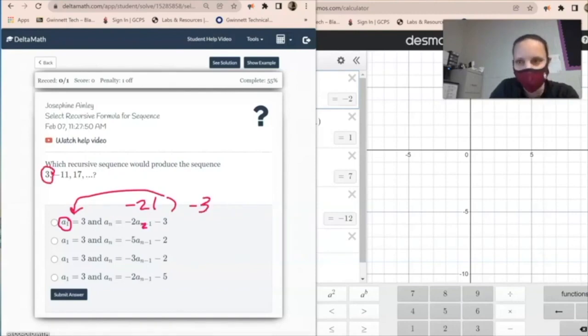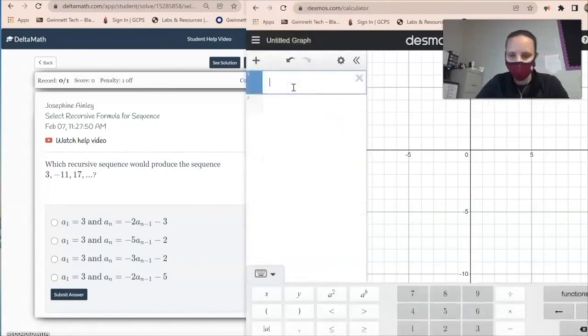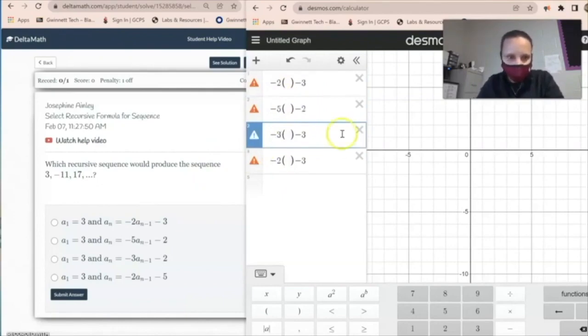That's the question. Okay, so I'll put that in the calculator. So I have a negative 2, and again, I'll do the same thing for all of them. Negative 2, and I'll leave this part blank because that's where my substitution is. And then 3. All right, the second one is negative 5 and then minus 2. Third one is negative 3 minus 2. And the last one is negative 2 minus 5.